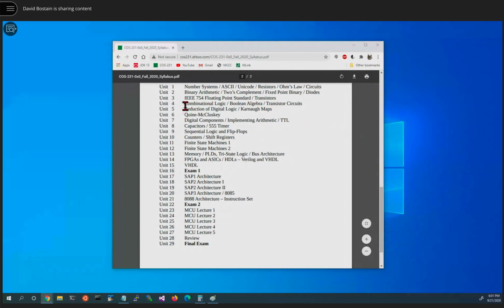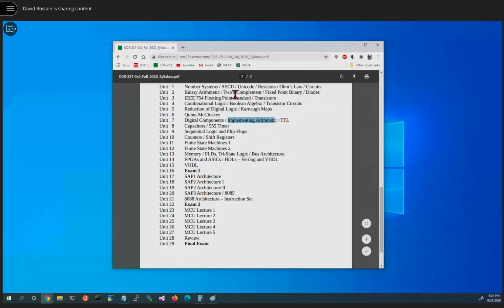Units we're going to be covering. We completed this unit, okay, where we talked about number systems, ASCII, some Unicode conversions, introduced resistors, Ohm's law, and some very basic 1, 2, 3 resistor circuits. And we very briefly talked about binary arithmetic. It will come back down here a little further here, implementing arithmetic.